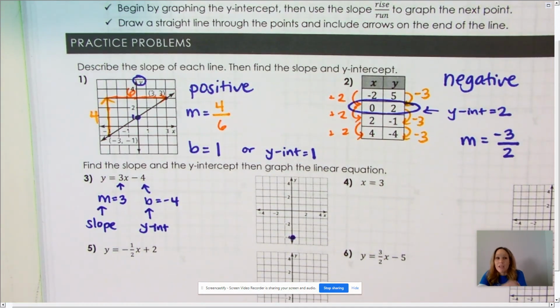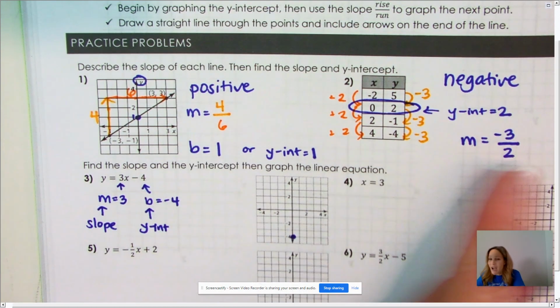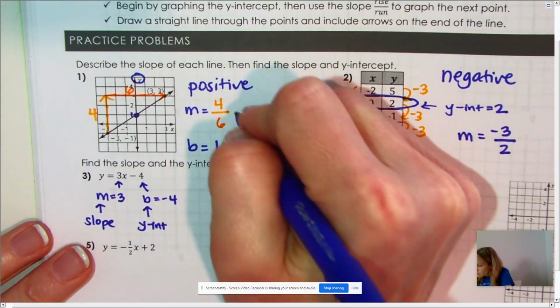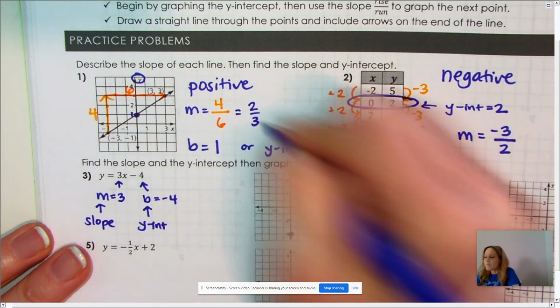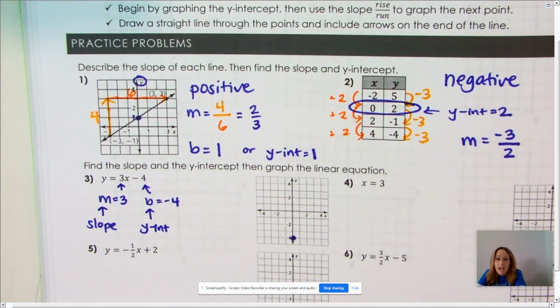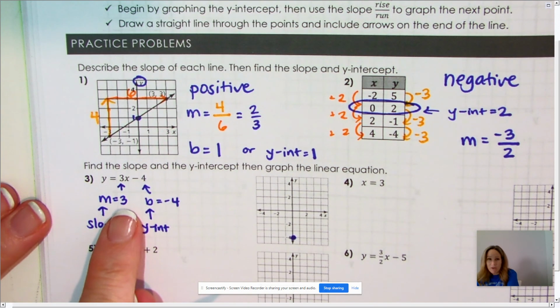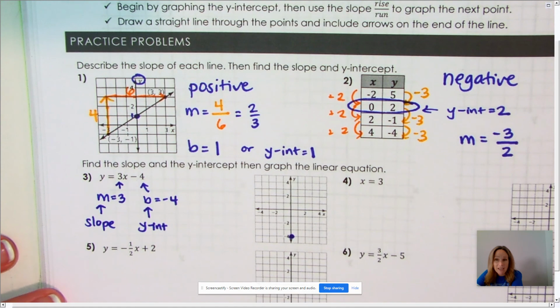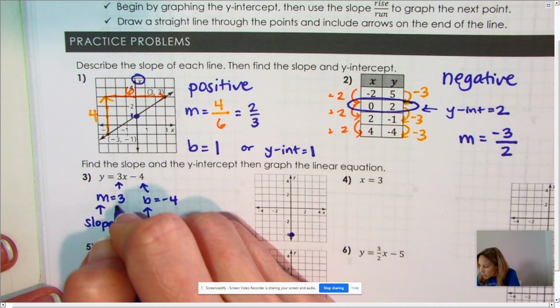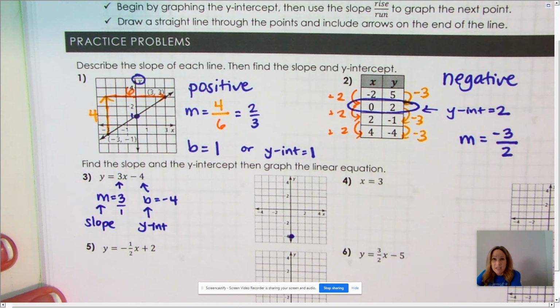Okay, well, in these problems, we had a fraction, right? And this one you probably should have reduced to 2/3. We had a fraction because we always need to know how much are we going up for how much are we going over. Well, if I had to turn that one into a fraction, how could I write it as a fraction and not change the value? I could always write any number over 1 because that doesn't change the value of it. 3 over 1 is the same thing as 3. So having it as a fraction will help us to graph it a little bit.